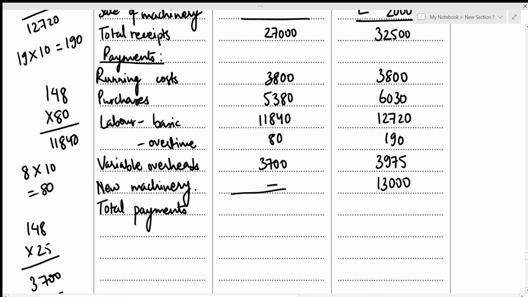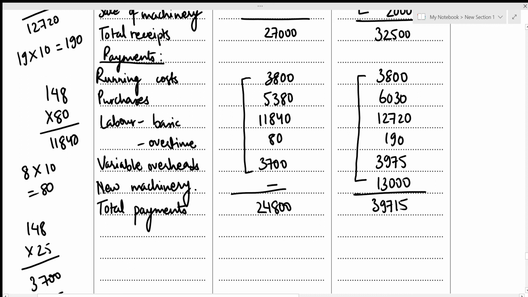Now we can just figure out our total payments. For the month of March, that's just going to be the total of these 5 amounts. So that's 3,800 plus 5,380 plus 11,840 plus 80 plus 3,700, which results in 24,800. For the month of April, that's going to be the total of these 6 amounts. So that's 3,800 plus 6,030 plus 12,720 plus 190 plus 3,975 plus 13,000, which results in 39,715.